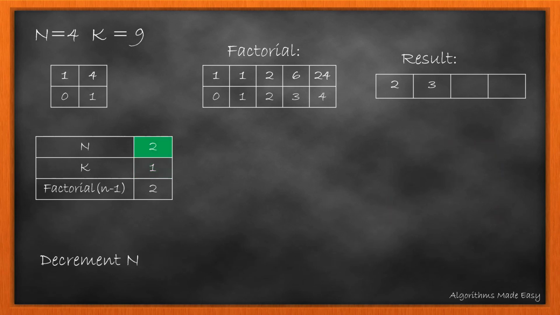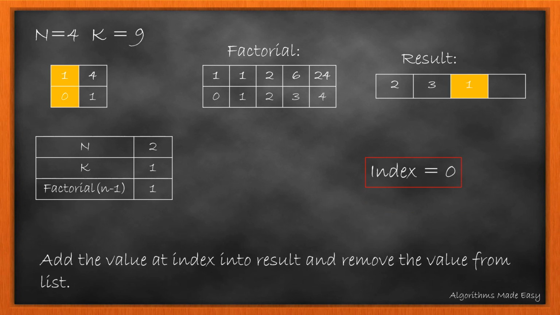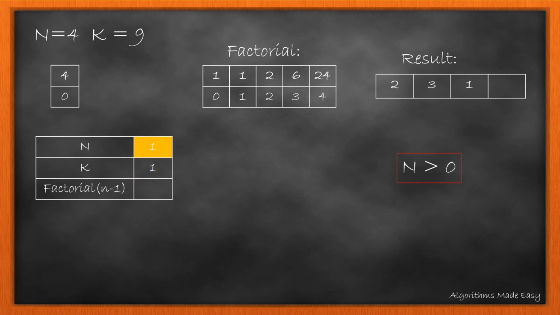Now we decrement n. Still n is greater than 0, so we find the factorial. Then we find the index, which in this case comes out to be 1, but as k mod factorial is 0, we decrement the index value, which now becomes 0. So we add the value at index 0 into the result and remove the value from the list. As k mod factorial is 0, we update k with the factorial, which is 1. At the end, we decrement n.